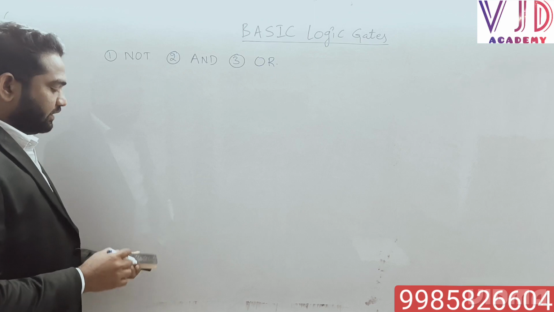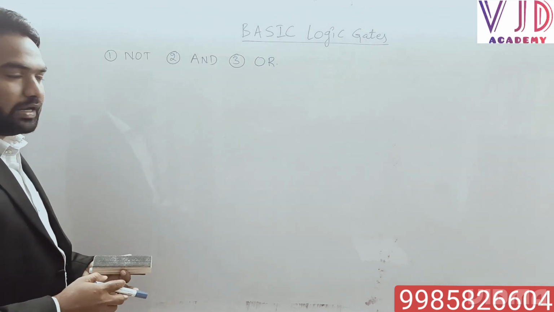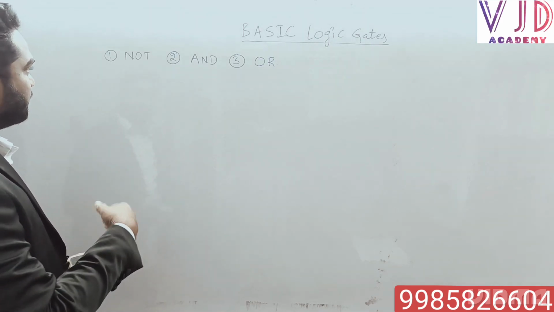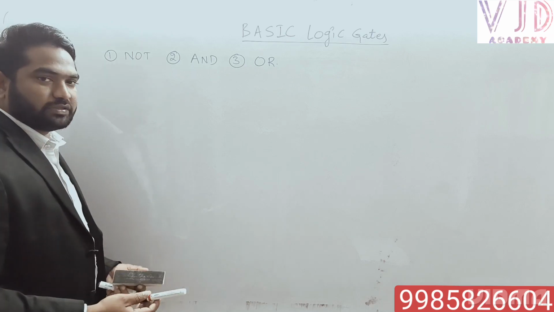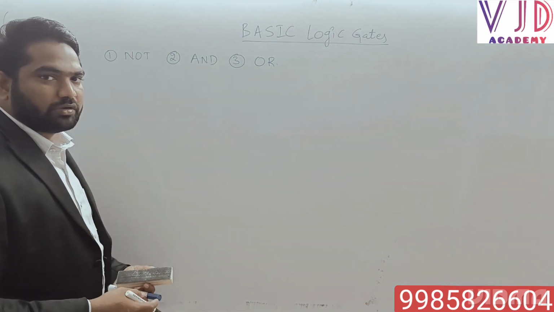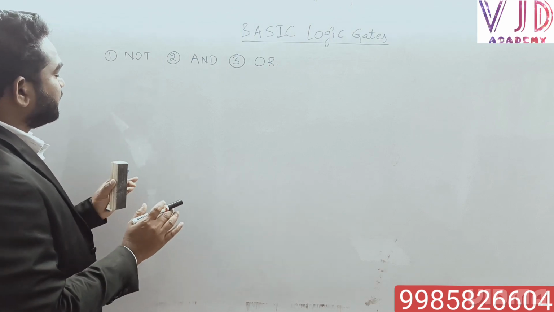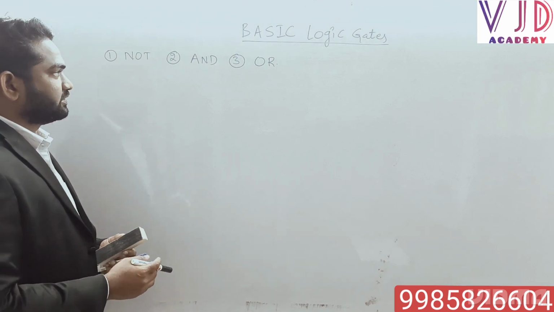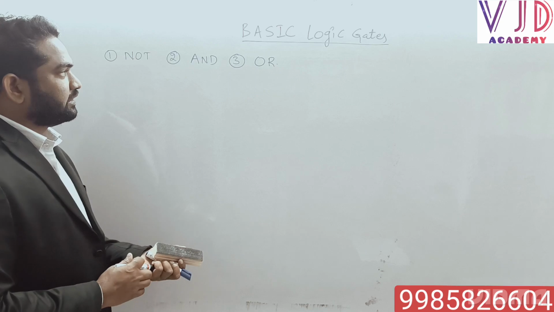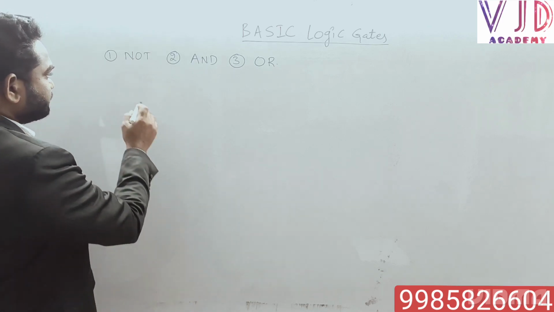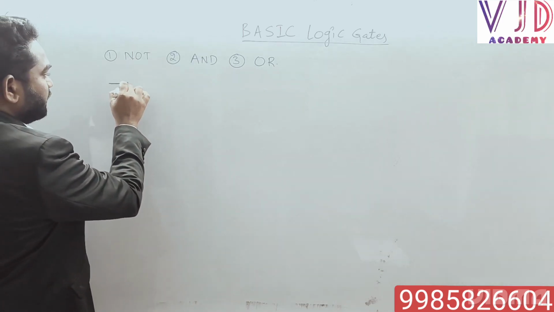Let me take NOT gate first, and I would like to explain briefly how it works when we take a switch circuit and when we take a transistor circuit. Let me explain NOT gate first, and then we will see AND gate and OR gate. First of all, NOT gate.